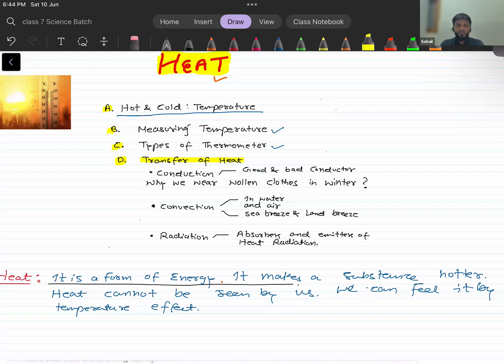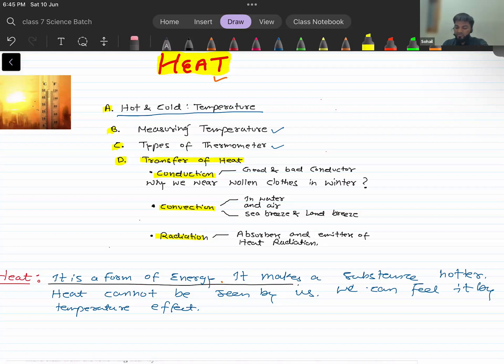Just to give a brief introduction, heat can travel in three ways: by conduction, by convection, or by radiation. The first two require a medium to travel, while the third one, radiation, does not require a medium to travel. We will begin with conduction.